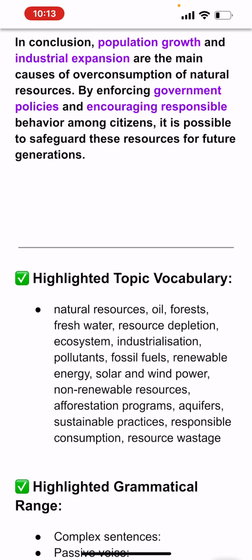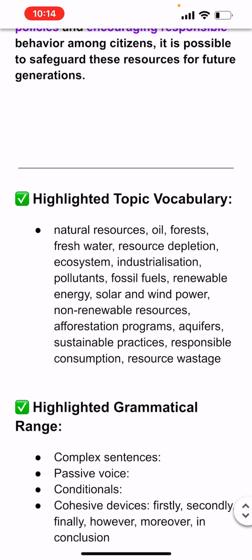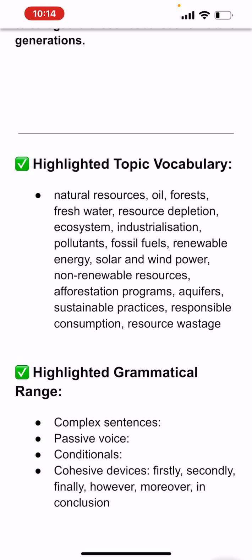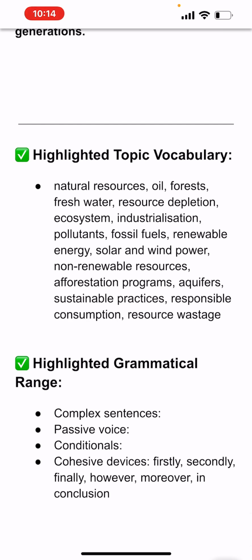And the second thing for which you are given a good band score is grammatical range. So you have to use complex sentences, passive sentences, conditionals, and you also have to use cohesive devices like connectors, firstly, secondly, moreover, however, in conclusion. So these are the things due to which the candidate is able to achieve a greater band score in Writing Task 2. So I'm going to have a new video on complex sentences in the coming few days.